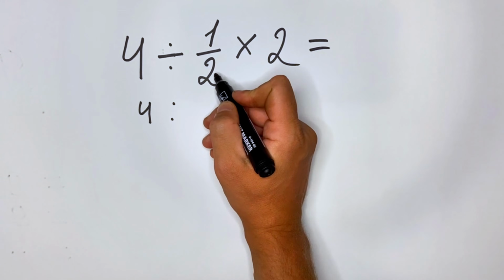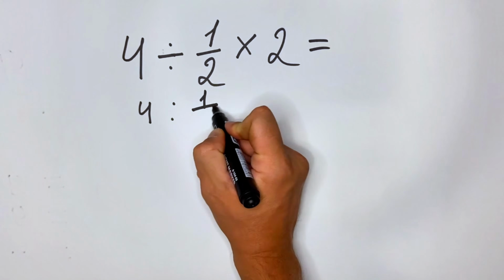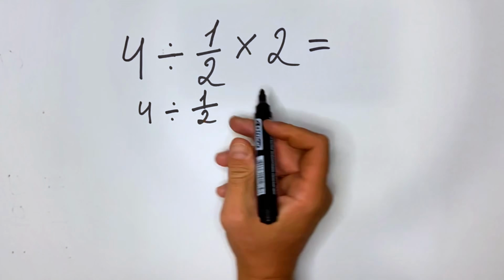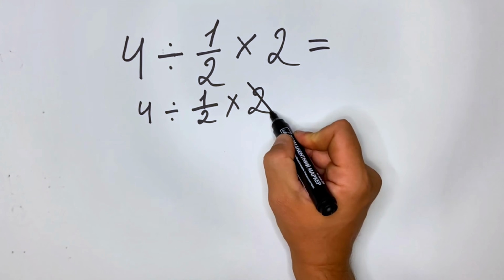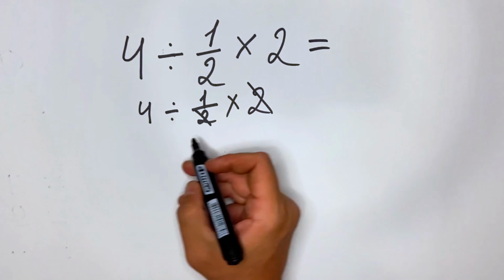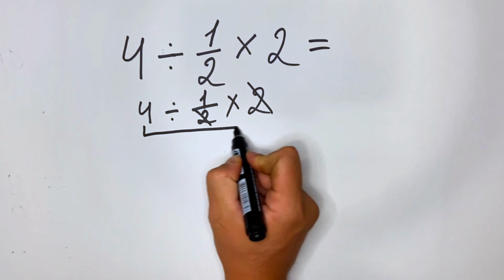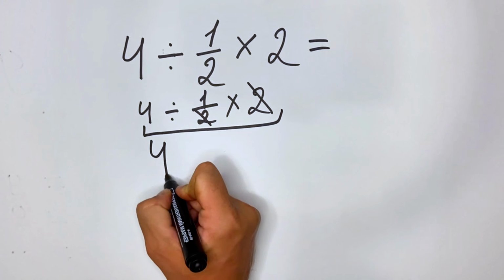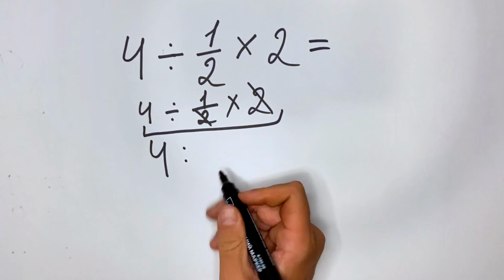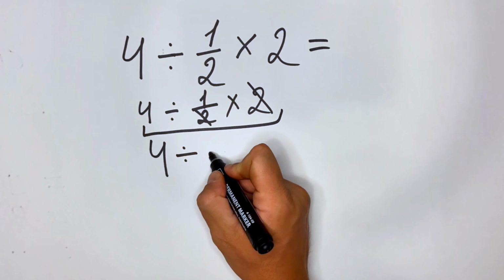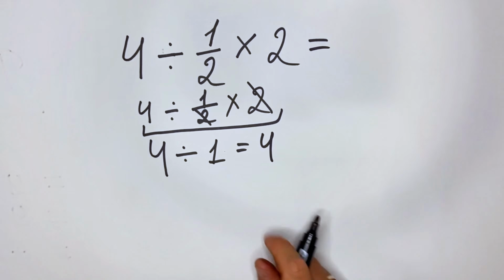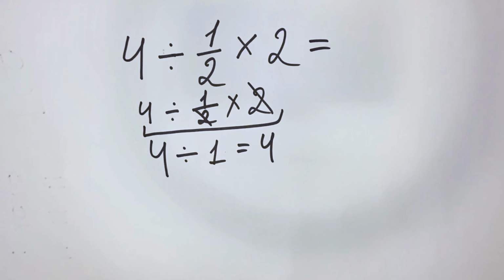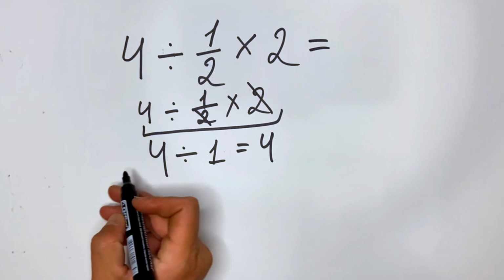Many students look at this and think, oh, this is easy. They cancel the 2's in the denominator with the 2 at the end. So they get 4 divided by 1, which equals 4. This answer is completely wrong. And if you got 4, don't worry, you're not alone.